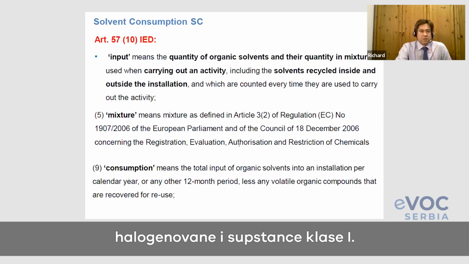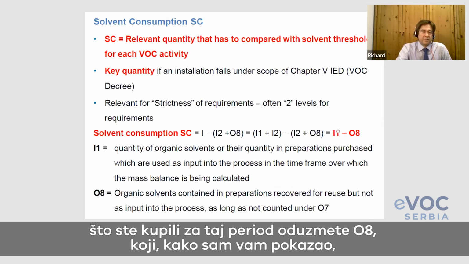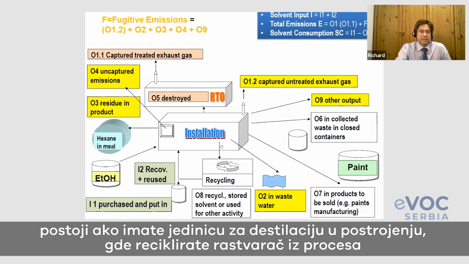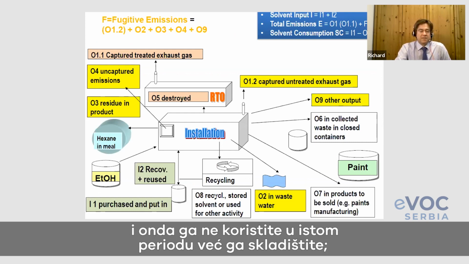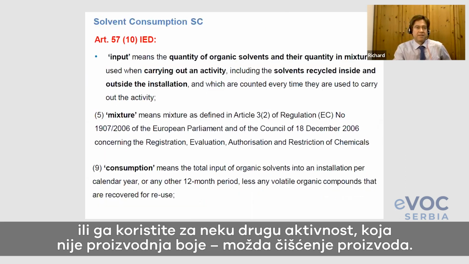Yes, so the solvent consumption, that is an important quantity, and you can see the solvent consumption is calculated by what you buy in that year period minus O8. O8 is what I showed you before, where you have on your site a distillation unit, for example, where you do this recycling from the process, and then you are not using it in the same time period, but you store it or you use it for another activity instead of manufacturing paints, maybe the cleaning of products.